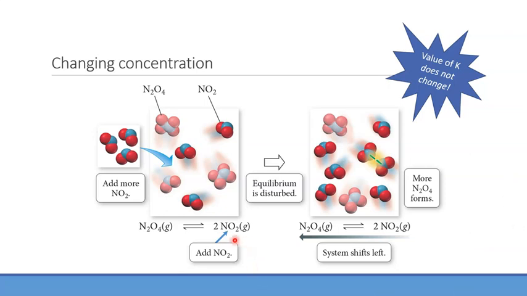You could also imagine a scenario where the nitrogen dioxide is allowed to bubble away, in which case the reaction would be driven to the right. So when we add product or remove reactant, we shift to the left. When we add reactant or remove product, we shift to the right.